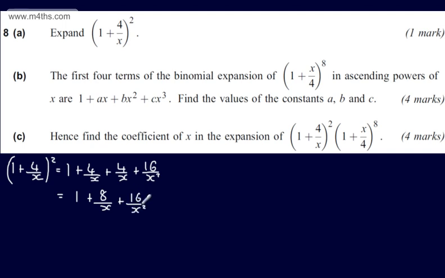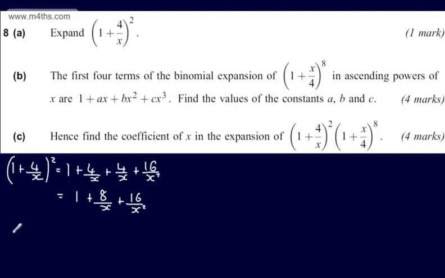In part B, we're told the first 4 terms of the binomial expansion of 1 plus x over 4 to the power of 8 in ascending powers of x are 1 plus ax plus bx squared plus cx cubed. We're asked to find the values of the constants a, b and c. The question carries 4 marks.